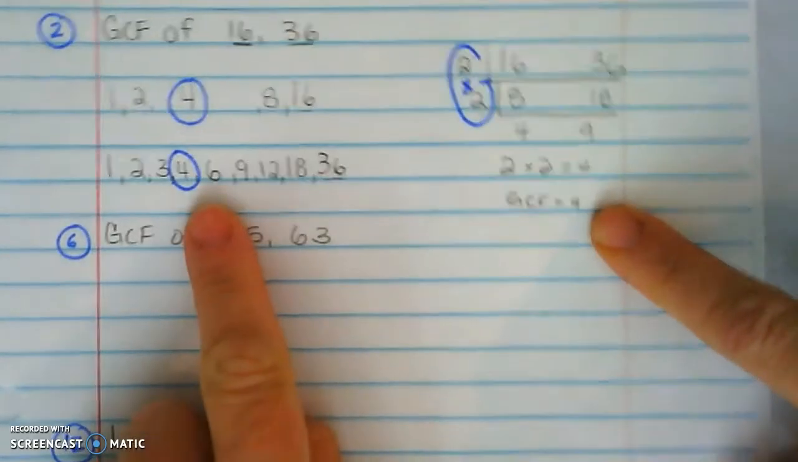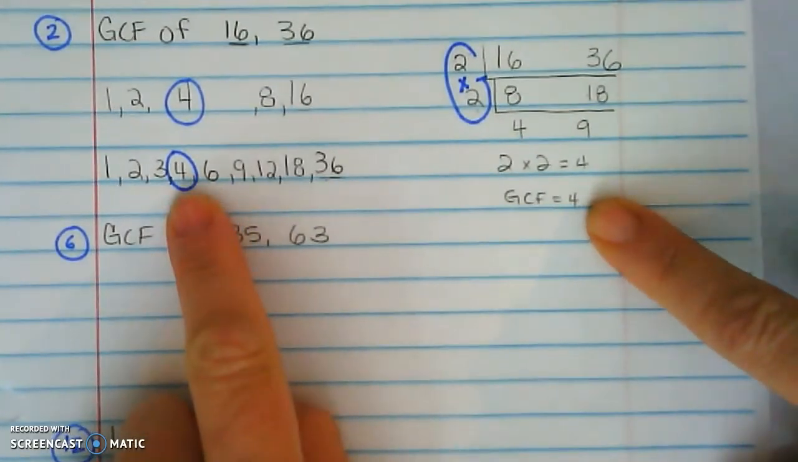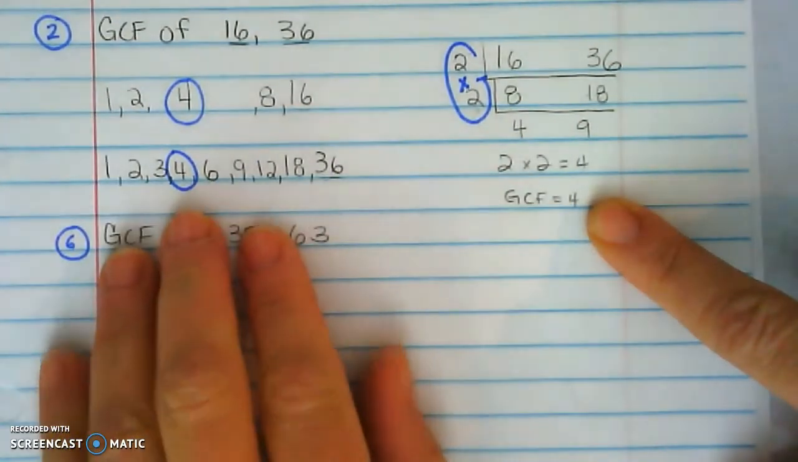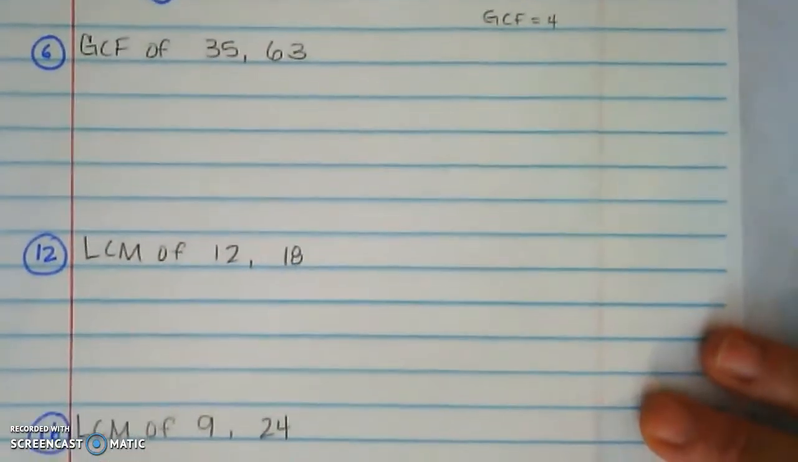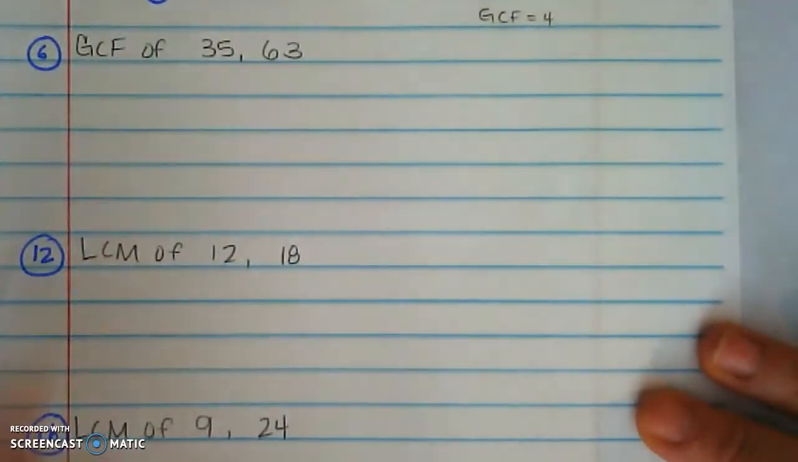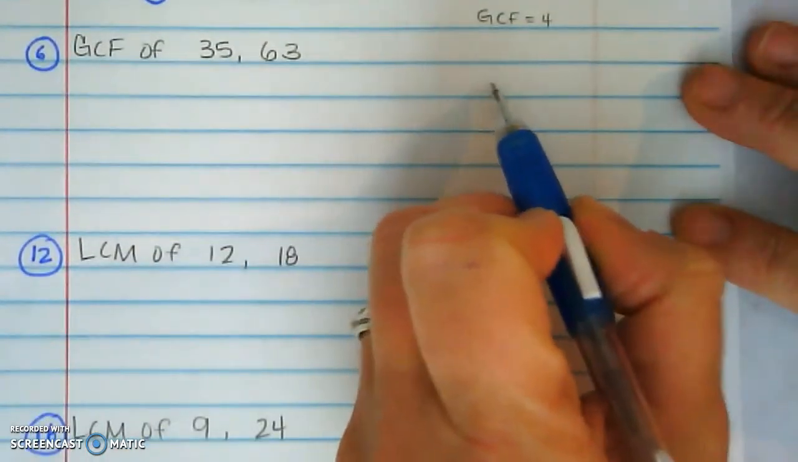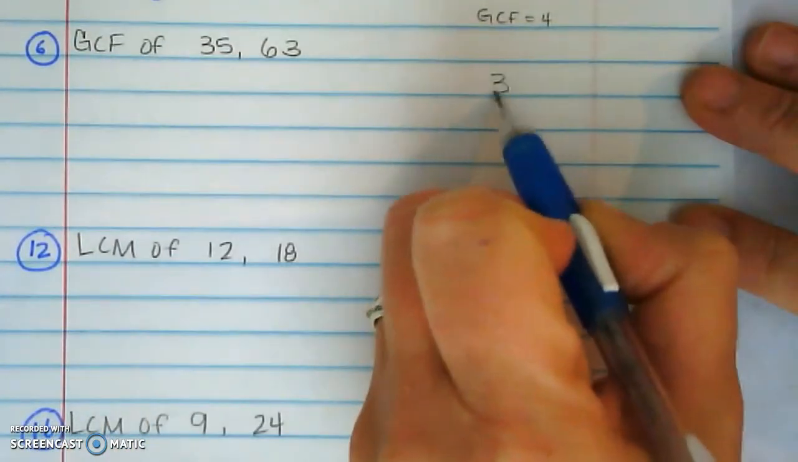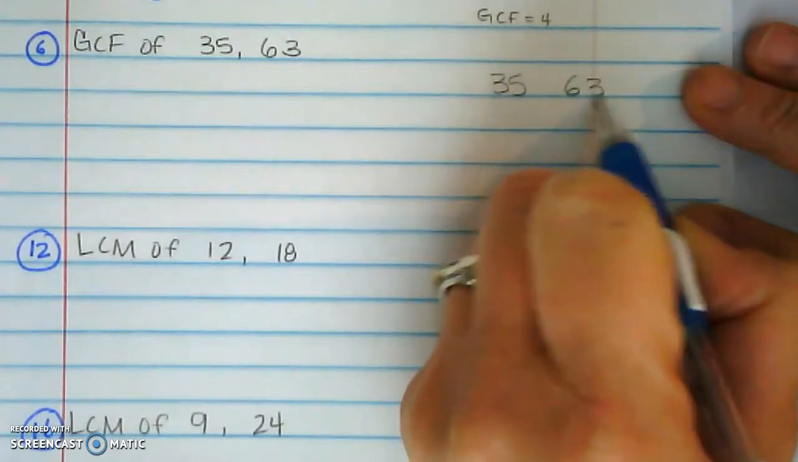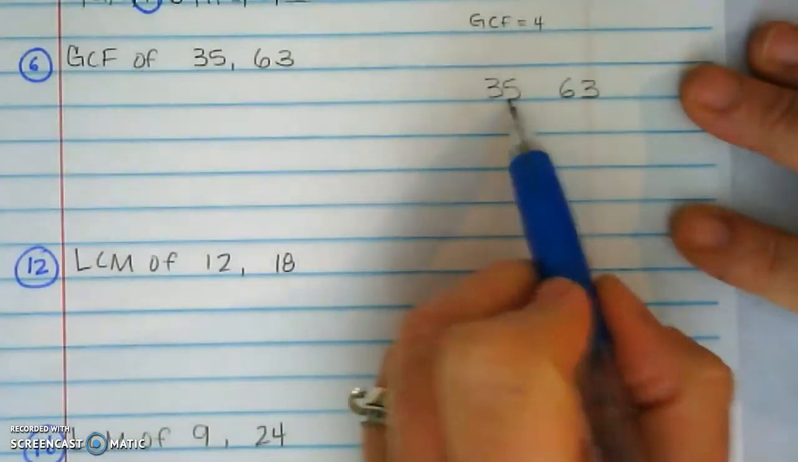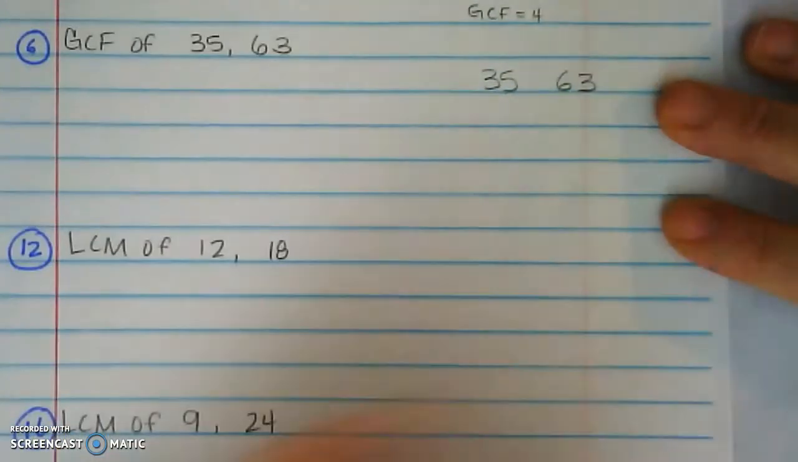Now, either way you solve it, you get 4 as the answer. So you need to pick the way that works better for you. Let's do the same thing here, looking at 35 and 63. This time I'll start over here. I'll start with the sled. 35, 63.